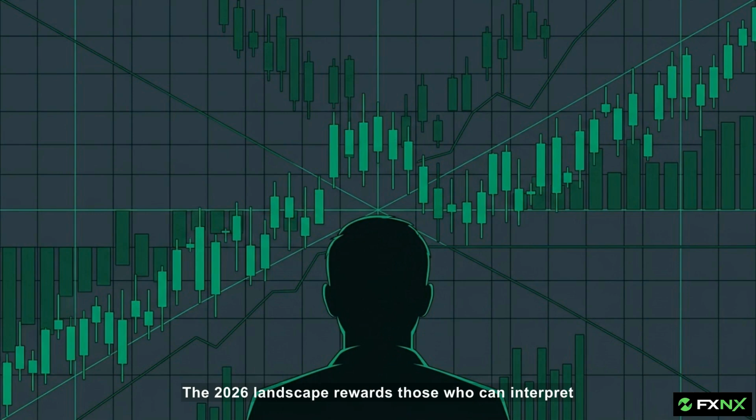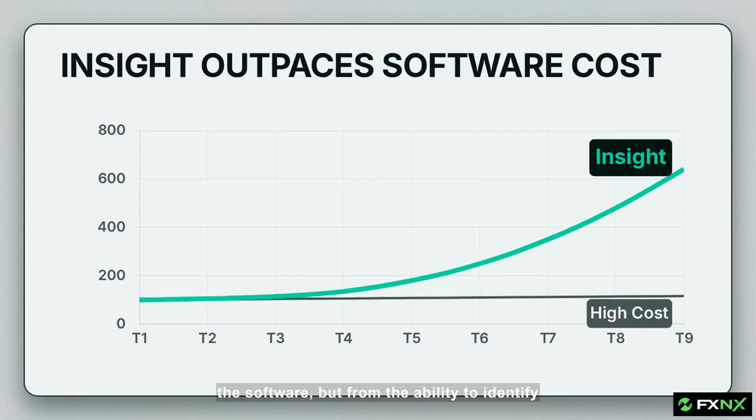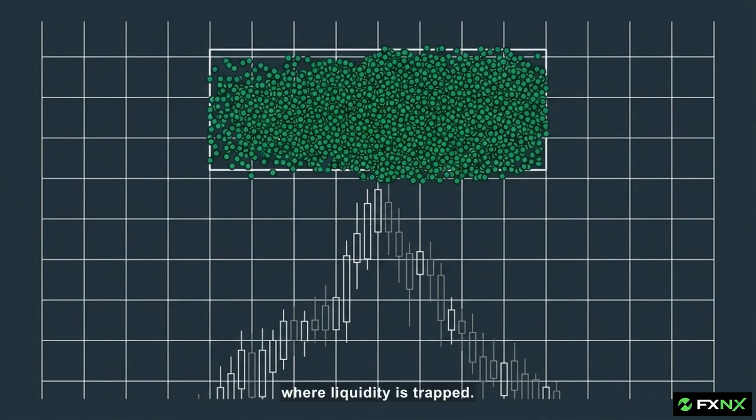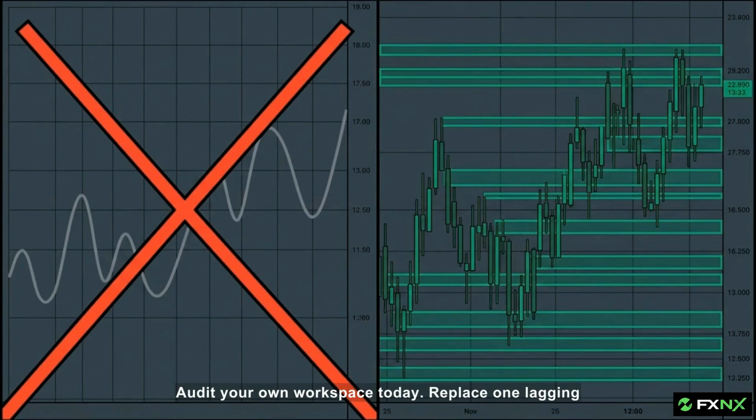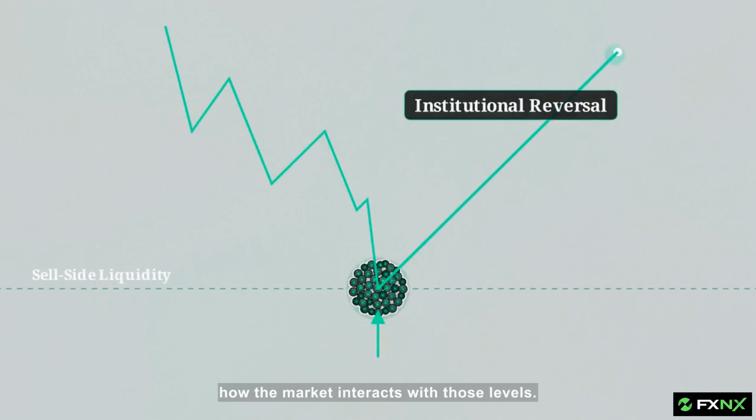The 2026 landscape rewards those who can interpret market intent. The edge doesn't come from the cost of the software, but from the ability to identify where liquidity is trapped. Audit your own workspace today. Replace one lagging oscillator with an automated liquidity script and observe how the market interacts with those levels.